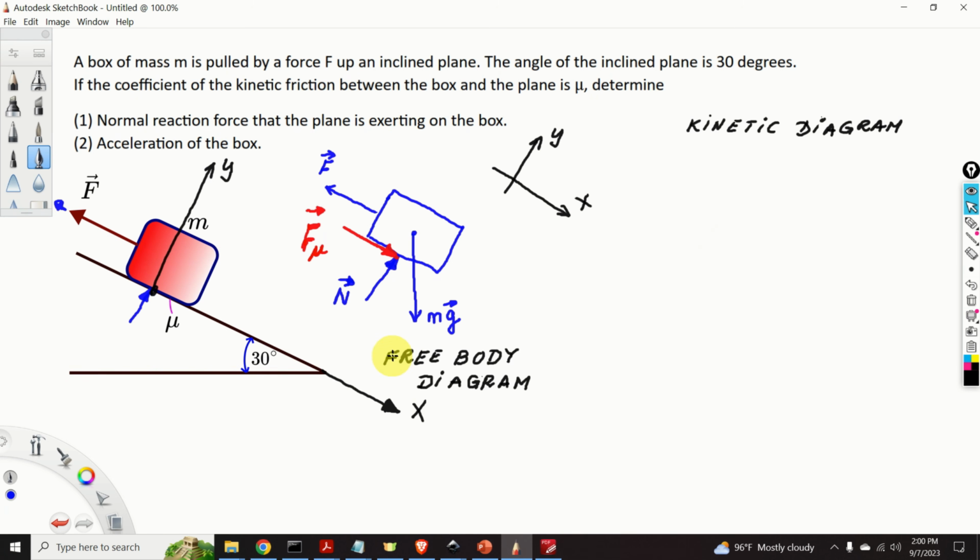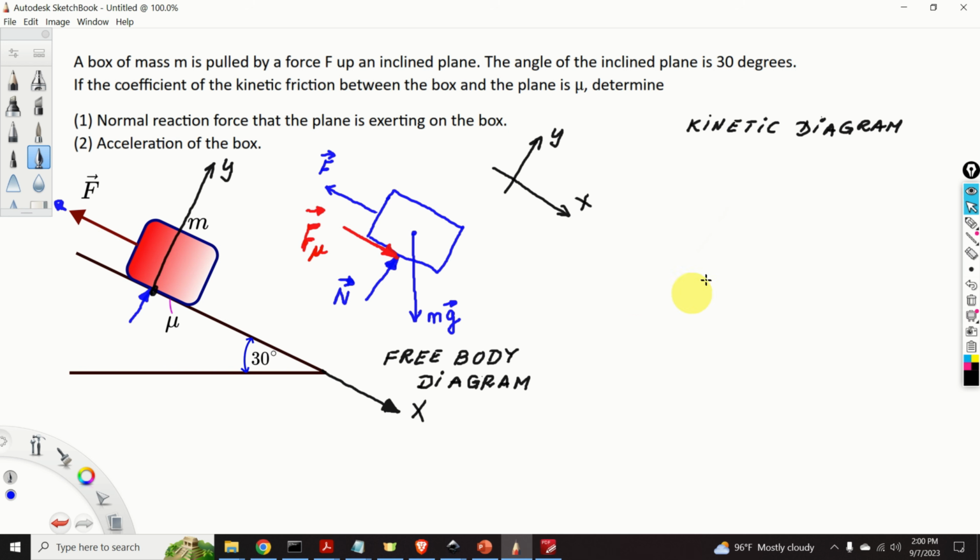This was step number 1. That is, in step number 1, we constructed a free body diagram and we introduced the coordinate system. In step number 2, we need to sketch the kinetic diagram and we need to construct the equations of motion.